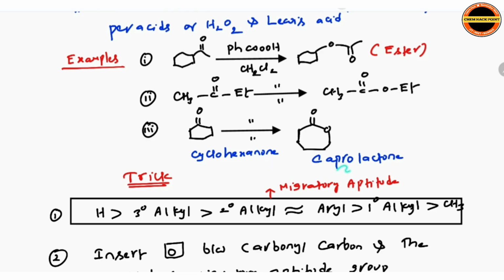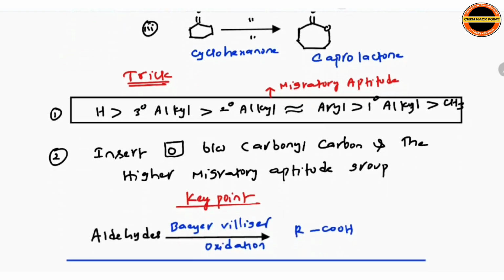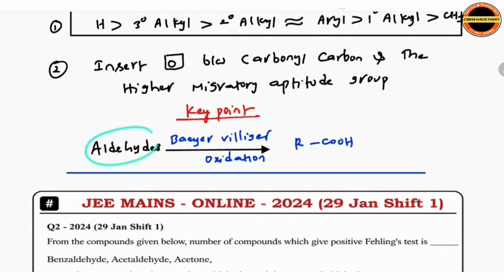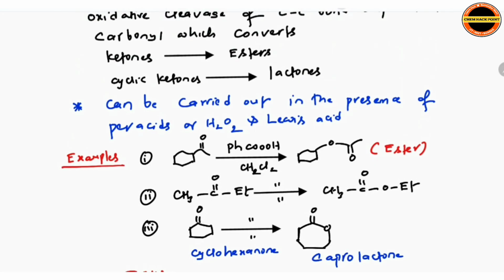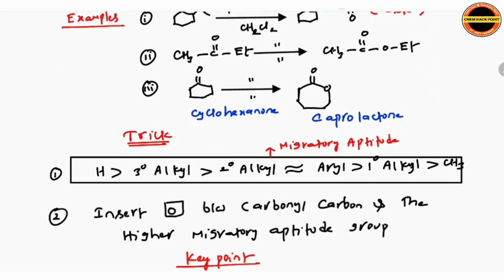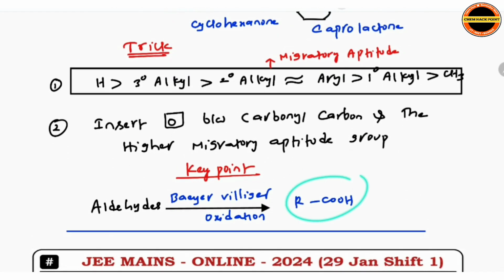Cyclohexanone is symmetrical, so here you will get caprolactone, a 6-member ring with C=O and an O in the ring. It is a heterocyclic compound, with oxygen as the heteroatom, so inside the ring one extra oxygen came in. Caprolactone, important. Key point: aldehydes on Baeyer-Villiger oxidation give carboxylic acids. Esters or cyclic lactones will not form here; you will get carboxylic acids.